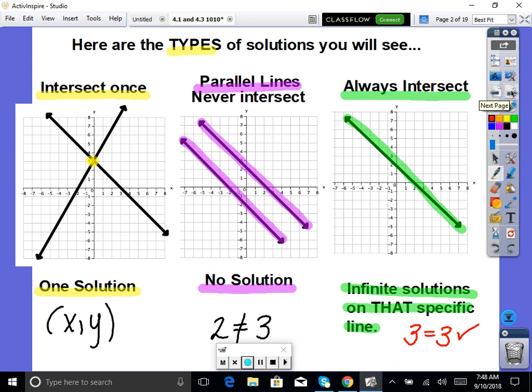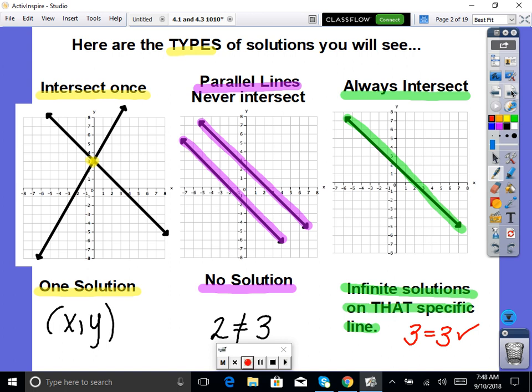Here are the different types of solutions you will see with something like this. If we have two lines that intersect in one spot, that's obviously the only solution, and it will be an x, y point. If you have parallel lines, meaning they have the same slope, they're never going to intersect, so they will never be equal. This one would be no solution.